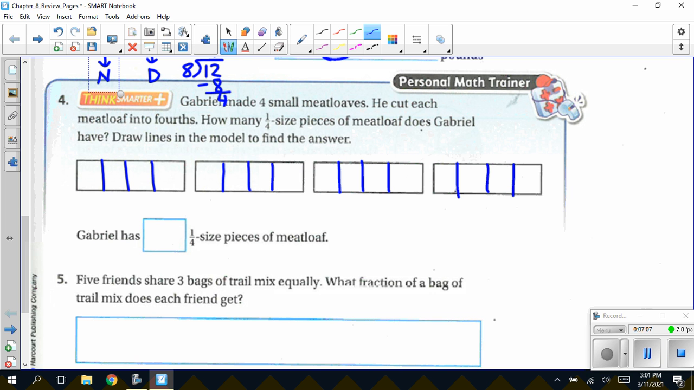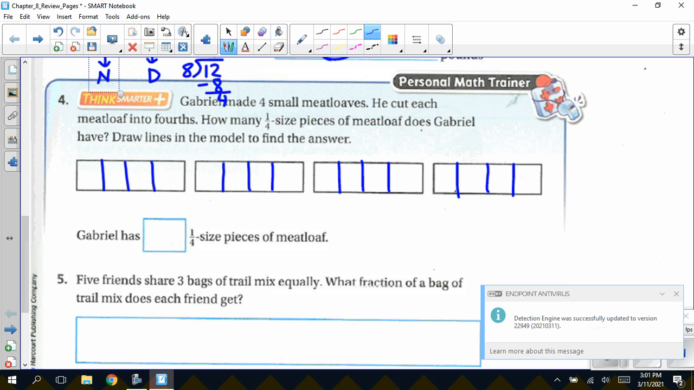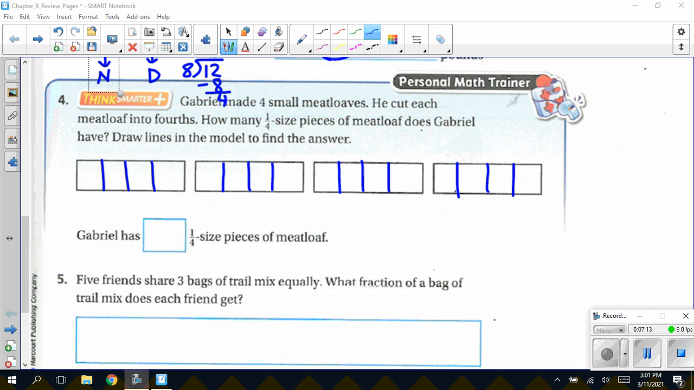Now remember, I can count each individual section to see how many 1/4 size pieces there are, or I can set up my division problem that we learned back in 8.2. If I have 4 meatloaves and I'm dividing them into 1/4 size pieces, I am changing that to a multiplication problem of 4 times, flipping the second number, which would make it a 4, and that gives me 16 1/4 size pieces. So Gabriel has 16 1/4 size pieces of meatloaf.